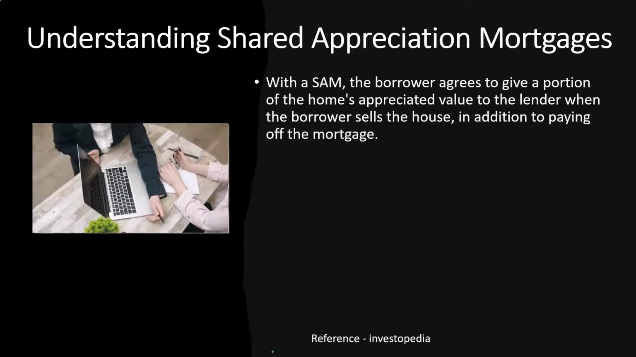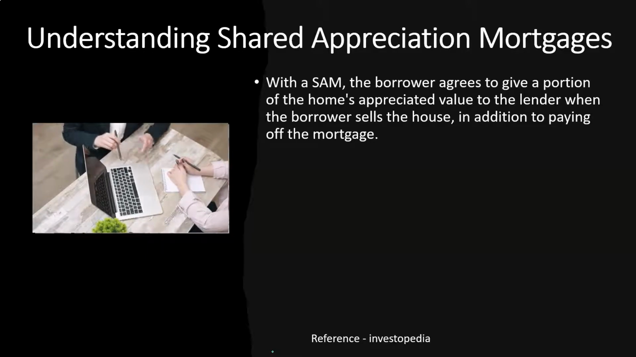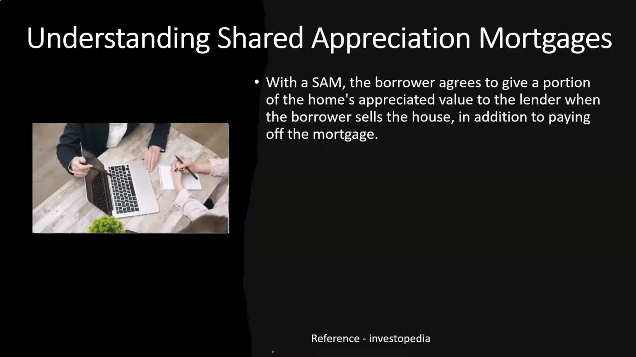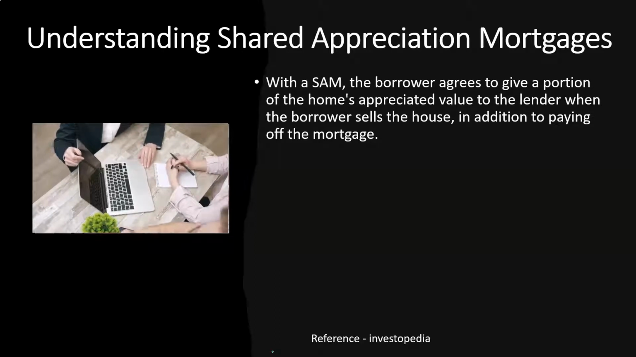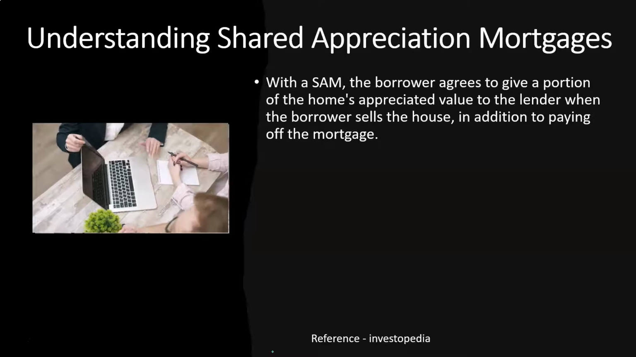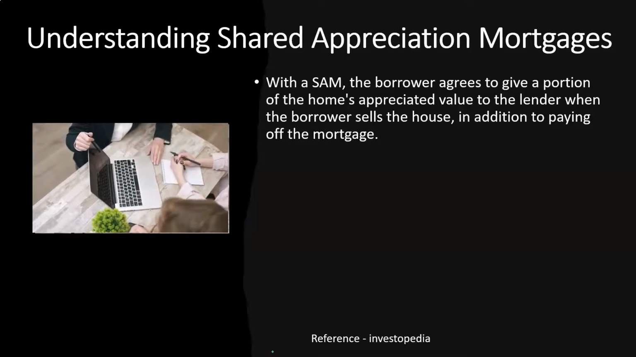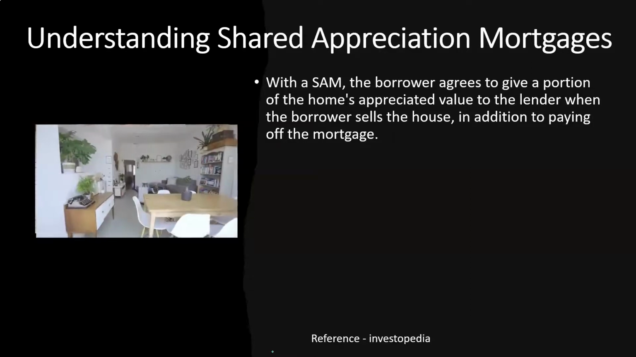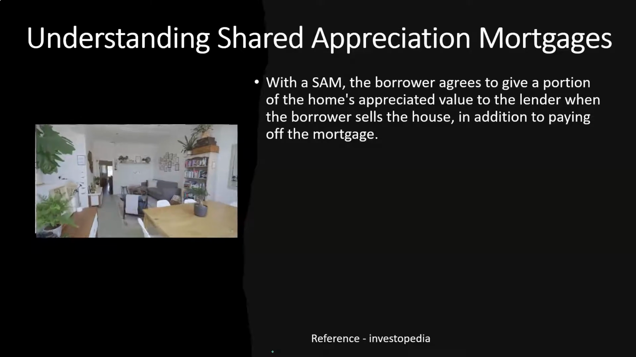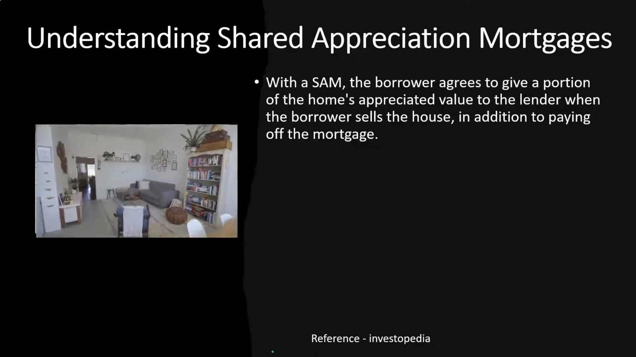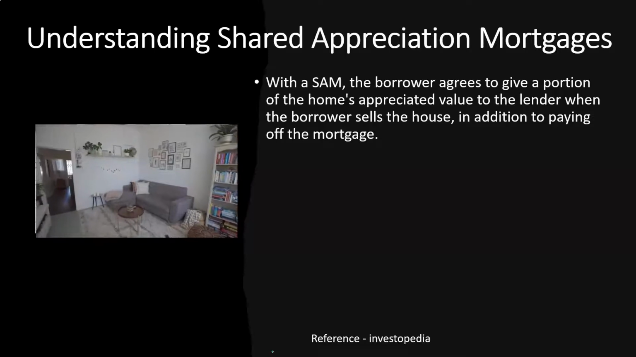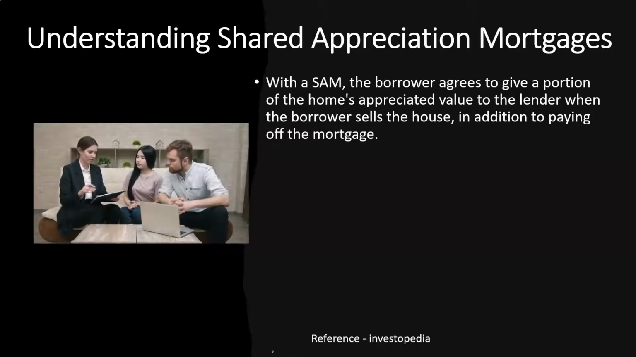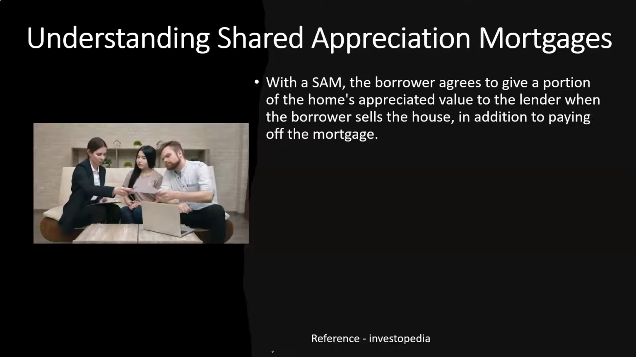Understanding shared appreciation mortgages, continued. With a SAM, the borrower agrees to give a portion of the home's appreciated value to the lender when the borrower sells the house, in addition to paying off the mortgage. So if you're in a shared appreciation mortgage, say you had a 30-year shared appreciation loan, and then you sold it after 15 years, same kind of setup, you'd still have to pay off in a similar fashion the loan balance that had not yet been paid off, and you'd have to pay off a portion of the appreciation that had been agreed upon, meaning the increase in the value of the property, to the bank as well.